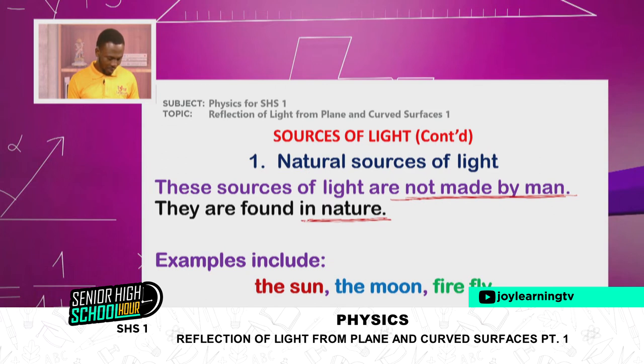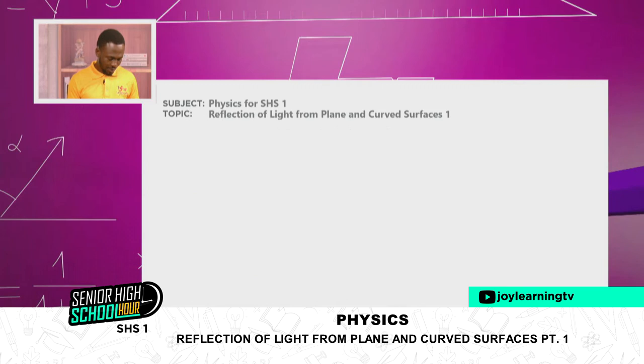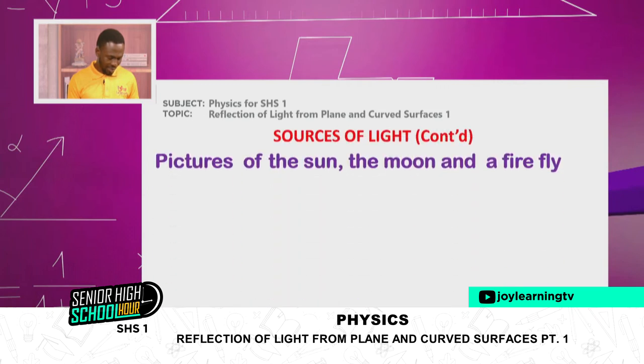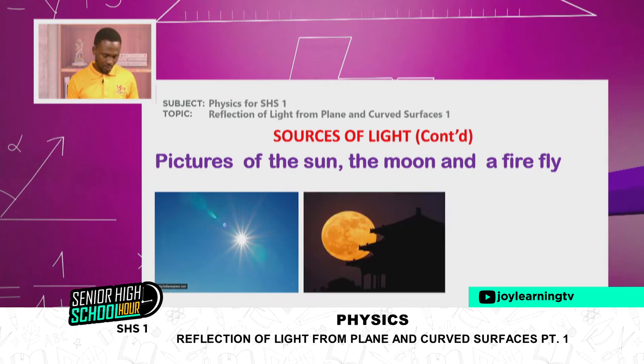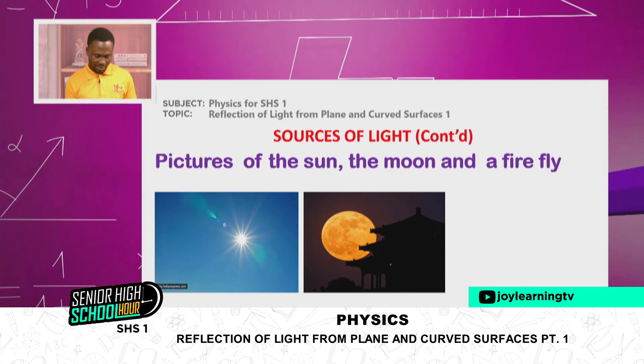For the sake of those who are yet to see some of these, and that would be strange, if I had to show you the sun. So I have the sun here. You can see the blue sky, and then the sun is shining in there. Very beautiful. So that is the sun. You could also look at the moon. So you have these buildings here at night, and the moon has beautifully appeared in the sky. So that is the moon also there.